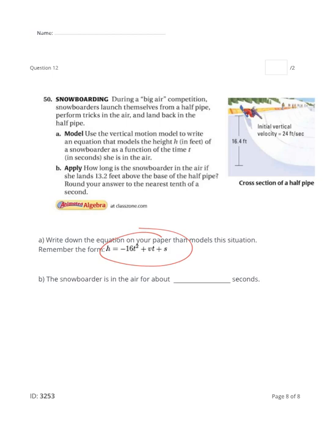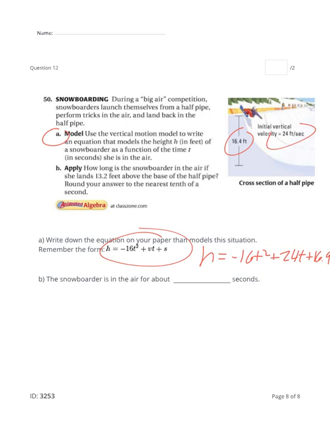Part A says use the vertical motion model to write an equation that models the height of the snowboarder as a function of the time since she is in the air. So the initial vertical velocity is 24. If I'm just starting to make the equation first, h equals negative 16t squared plus 24t. And the top of the half pipe, that's what they're hinting at here in terms of where she's going to launch from, is 16.4 feet. So plus 16.4 at the very end there. So that'll be our equation to start.